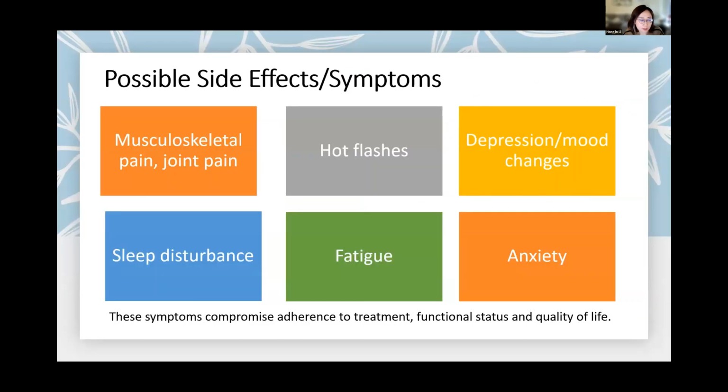So those women who are taking endocrine therapy usually experience a lot of side effects, such as joint pain, hot flashes, depression, or mood changes. They also have problems with their sleep, mainly due to the hot flashes or the pain. They feel tired every day, and they're anxious about their symptoms or disease. So there is an urgent need to efficiently manage multiple symptoms during endocrine therapy among this population.